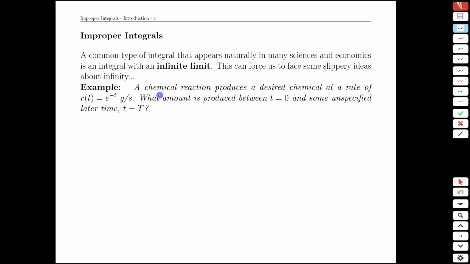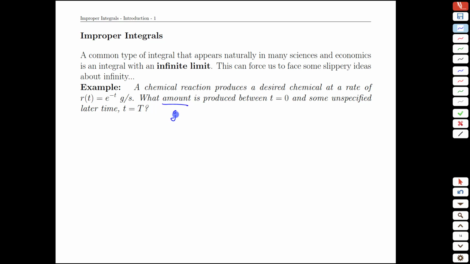Let's start off with an example. A chemical reaction produces a desired chemical at a rate of e to the negative t grams per second. Here's a very traditional integration question. What amount of the chemical is produced between t equals 0 and some unspecified later time, capital T?